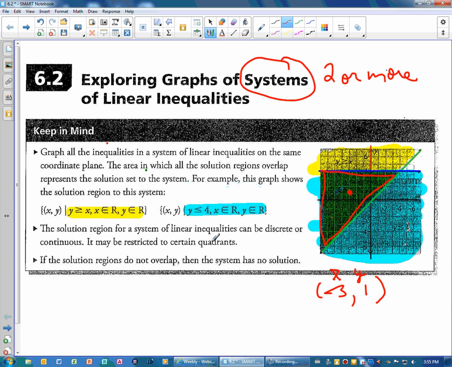And then it might be restricted to certain quadrants, because if this said in the set of whole numbers, I'd only be talking in the first quadrant. This is important. If the solution regions do not overlap, you don't have any solution, because it has to satisfy both of the sections, not just one.